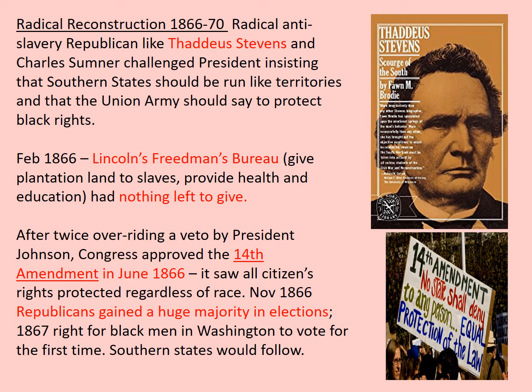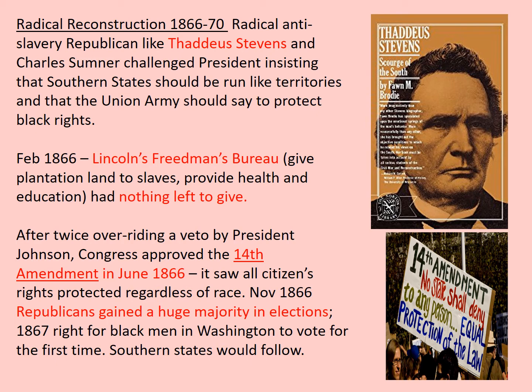They twice override the veto by the president. That's the president's ability to try and stop it. And the Congress gets approved the 14th Amendment in 1866, which says that everyone needs to be treated equally, regardless of their race. This is a huge majority in the elections.